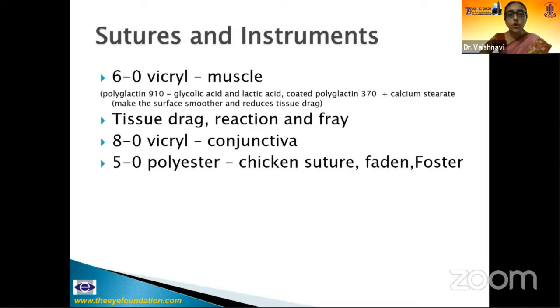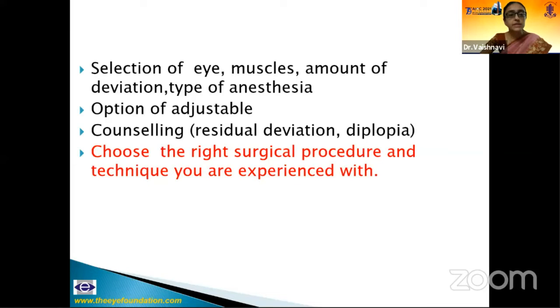The sutures commonly used for muscle are 6-0 Vicryl, and this is an exam question. Why Vicryl? It is a polyglactin made up of glycolic acid and lactic acid, coated with polyglactin 370 and calcium stearate, which makes the surface smoother and reduces tissue drag. Conjunctiva is usually closed with 8-0 Vicryl, and 5-0 polyester is used for the chicken suture, Faden, and Foster. Always choose the right surgical procedure and the technique you are experienced with.